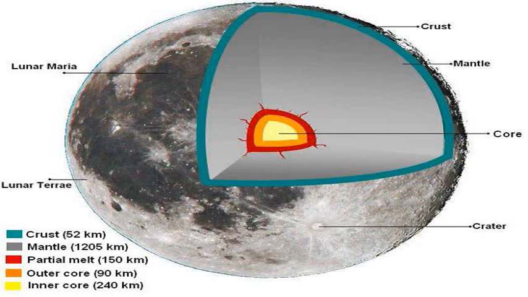It appears that the final KREEP-rich magmas of the magma ocean eventually became concentrated within the region of Oceanus Procellarum and the Imbrium Basin, a unique geologic province that is now known as the Procellarum KREEP Terrane.